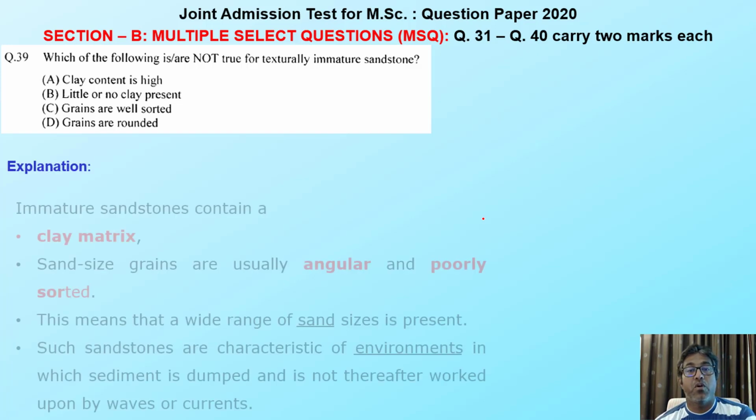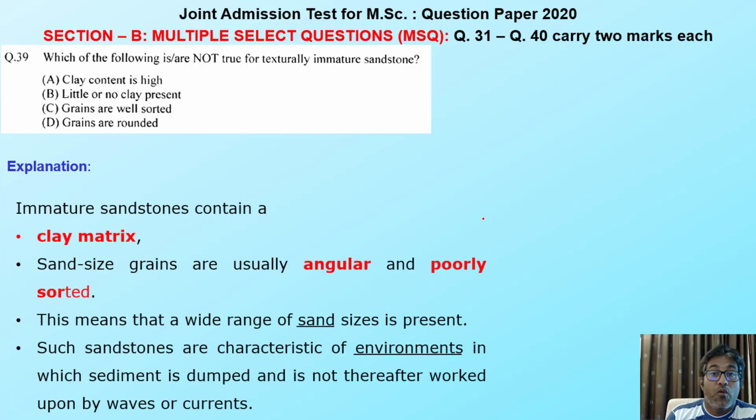This is simply based on the definition. What is immature sandstone? For the immature sandstone, you should have more clay content, angular and poorly sorted grain like this one. Okay. So now, which of the following is not true? Clay content is high. Yes, clay content is high. So this is not my option.